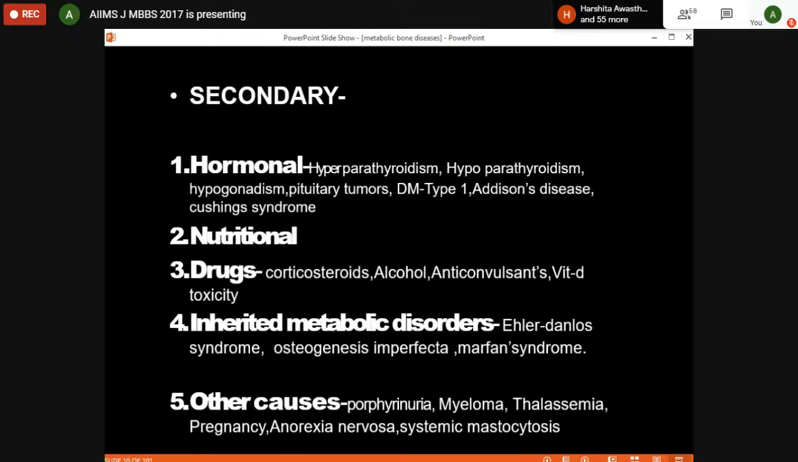Now we will talk about secondary osteoporosis. It can be hormonal, like hyperparathyroidism, hypoparathyroidism, hypogonadism, pituitary tumors, DM type 1, Addison's disease, and Cushing syndrome. The second is nutritional, like vitamin D deficiency and calcium deficiency. The third is drugs like corticosteroids, alcohol, anticonvulsants, and vitamin D toxicity. Inherited metabolic disorders like Ehlers-Danlos syndrome, osteogenesis imperfecta, and Marfan syndrome are also secondary causes. And fifth are other causes like porphyria, myeloma, thalassemia, pregnancy, anorexia nervosa, and systemic mastocytosis.